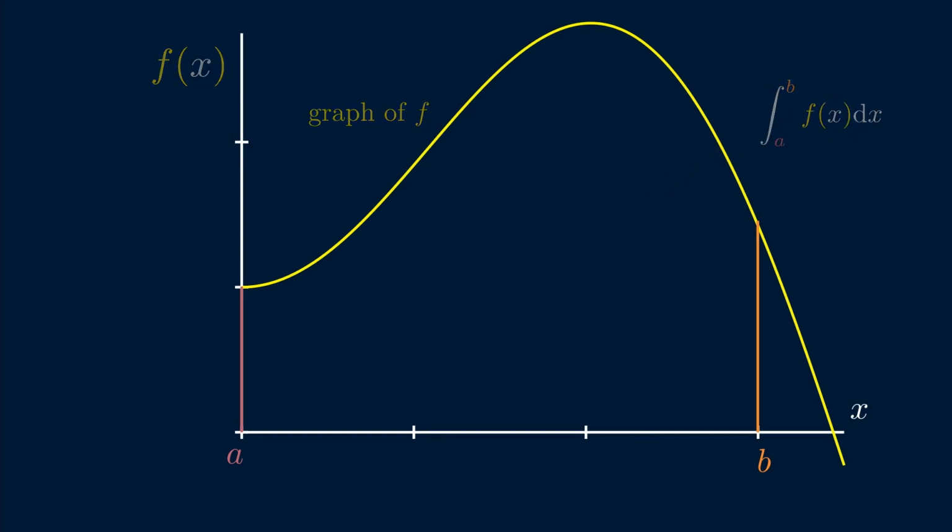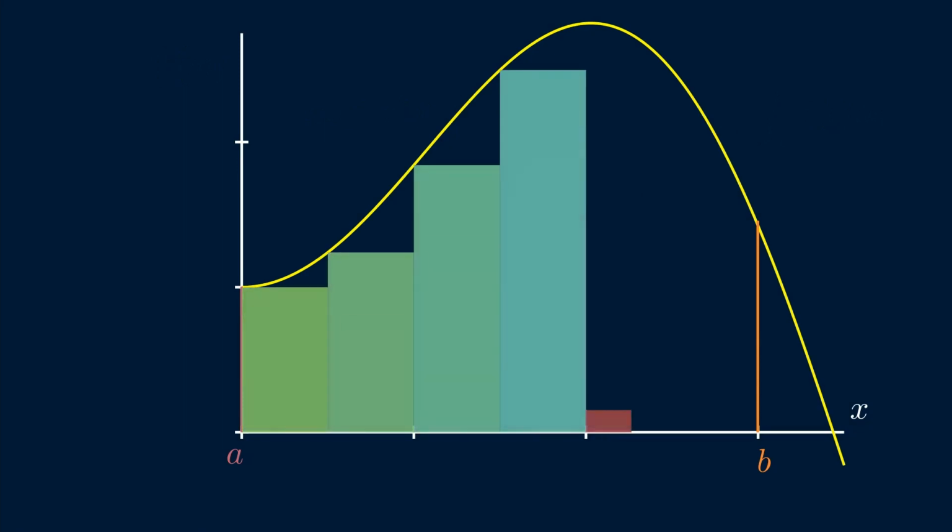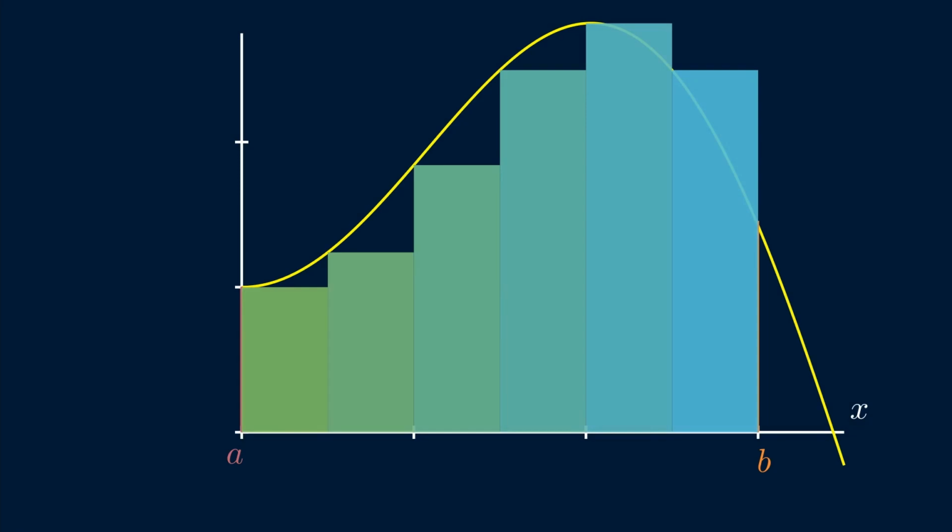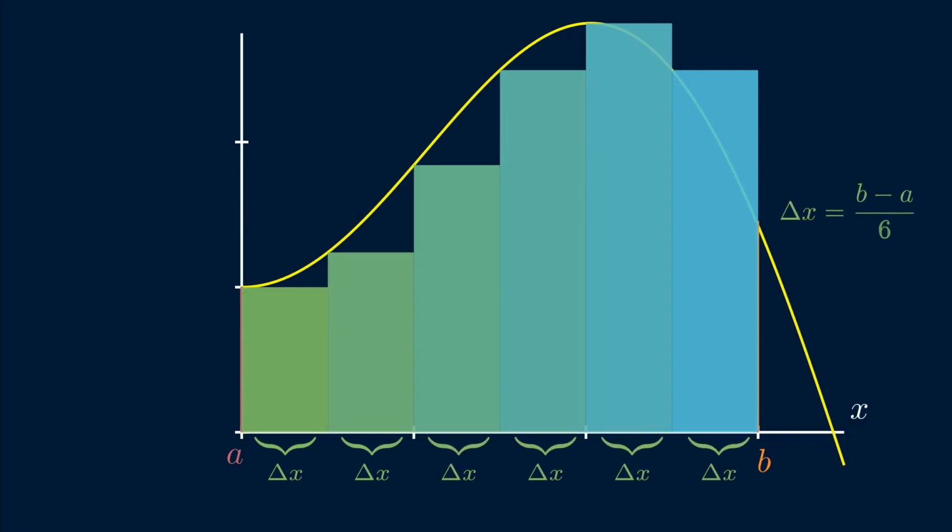So how is this integral constructed? For starters, we could approximate the area by making a bunch of rectangles, each of the same width, which we call delta x. Together, these rectangles cover the original interval from a to b. That is, the interval is now divided up into equally large pieces. In this case, we've chosen 6 rectangles, so the width delta x of each rectangle is the length of the interval, b minus a, divided by 6.